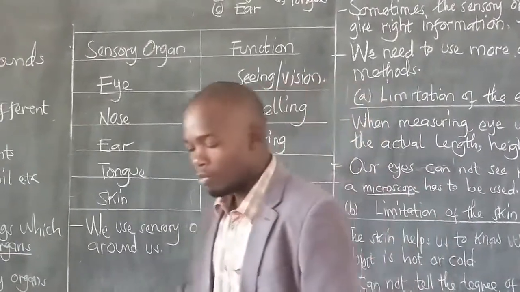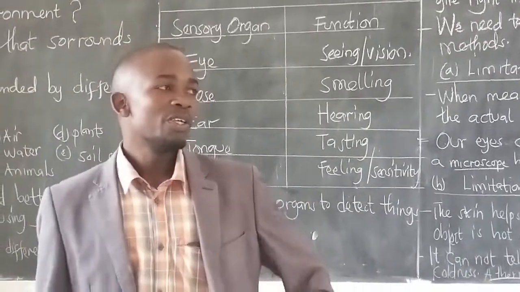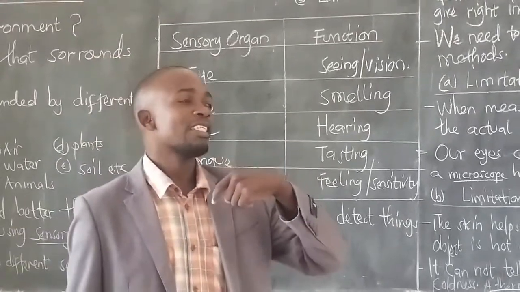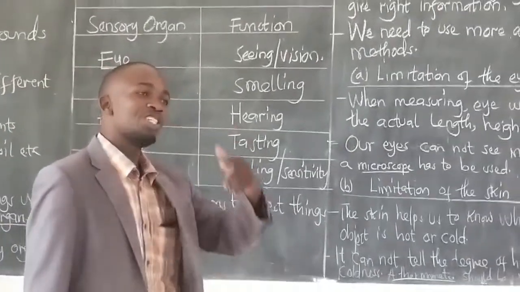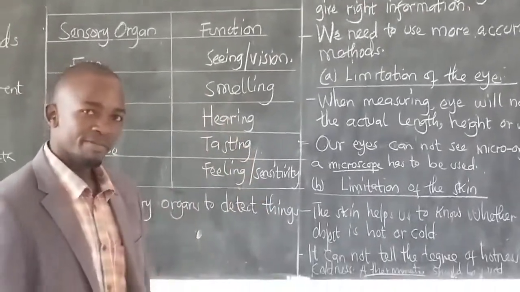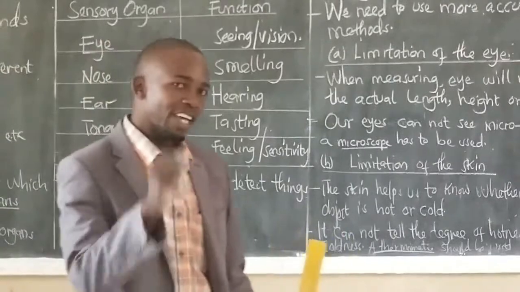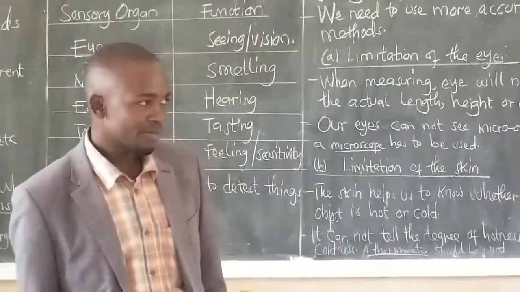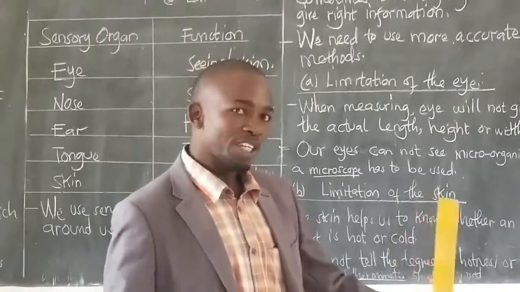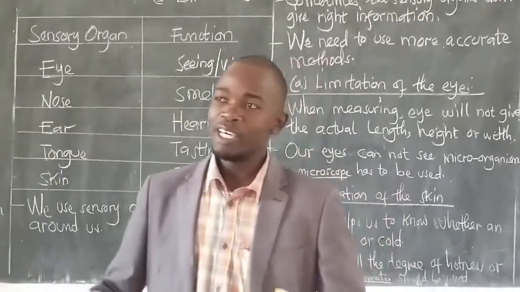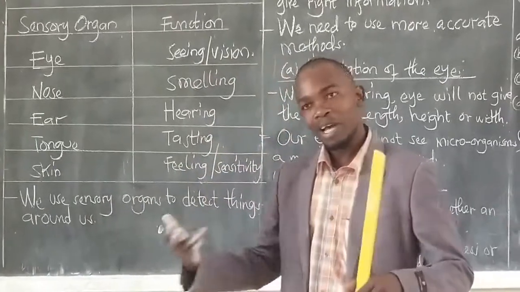Sometimes you might be walking in your surrounding at home or in the compound, then a certain nice smell comes. Then you begin smelling, oh, a sweet aroma from the kitchen, which means your nose has helped you to detect the kind of smell around. Different things smell differently. So, a sweet smell or a bad smell will be detected by our nose.